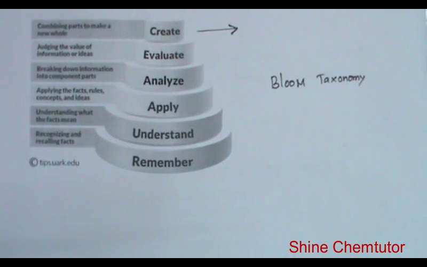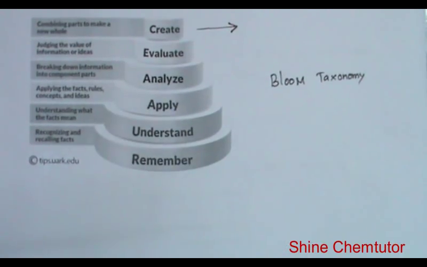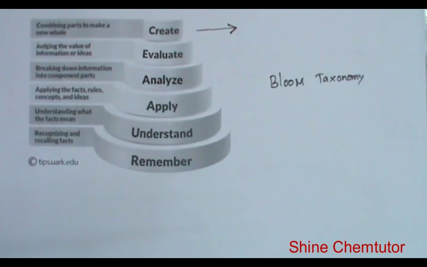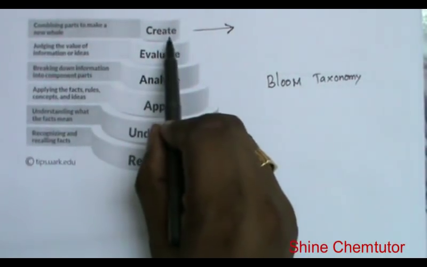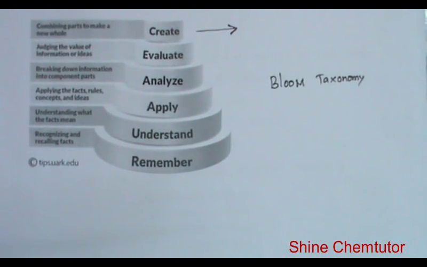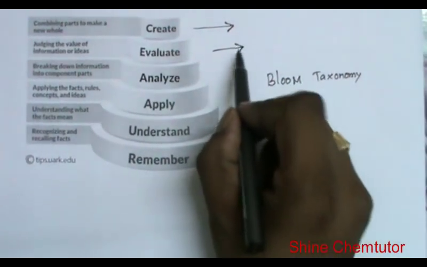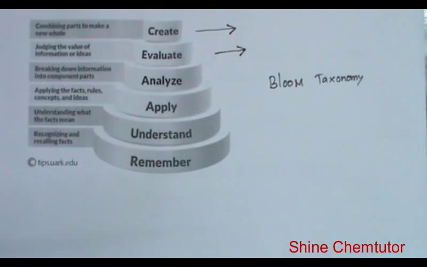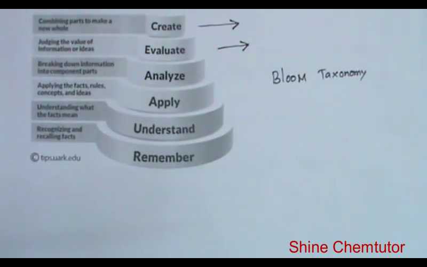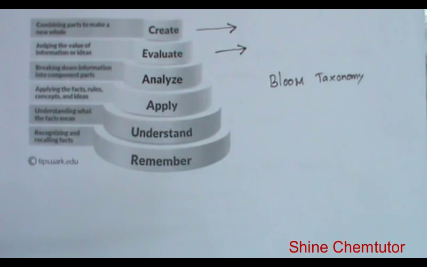The PhD students or the research scholars are going to create new products or they are going to discover new reactions. So the level of the students who are doing PhD should be this one. They should be able to create. Then the level of the MSc students should be here. So from here, he can go to the next level, that is creating products or discovering new reactions.